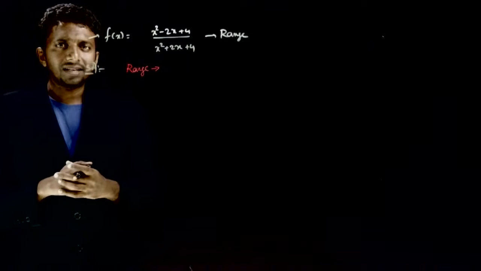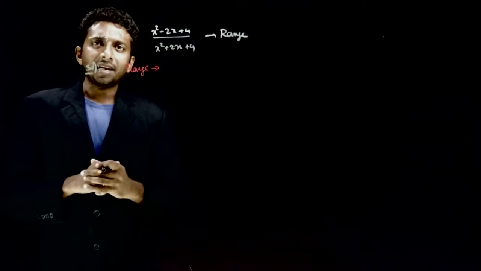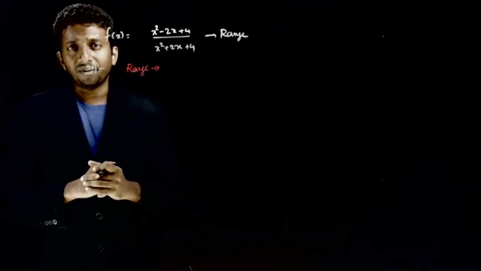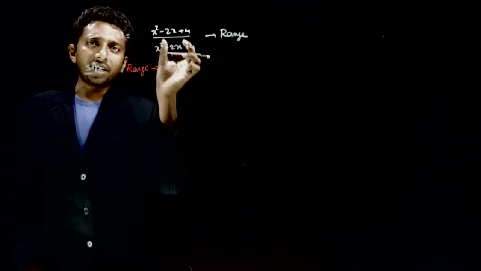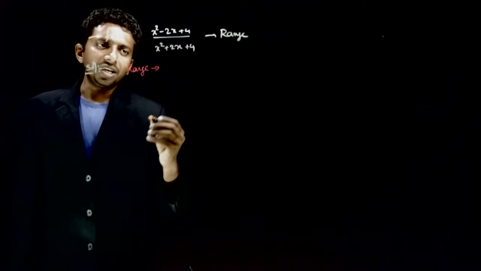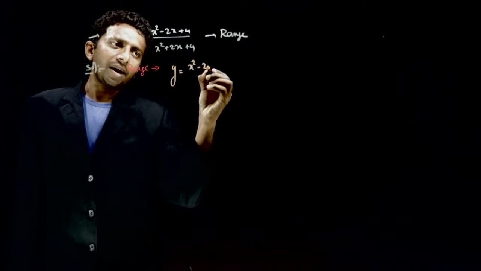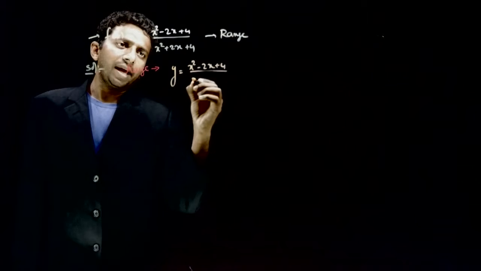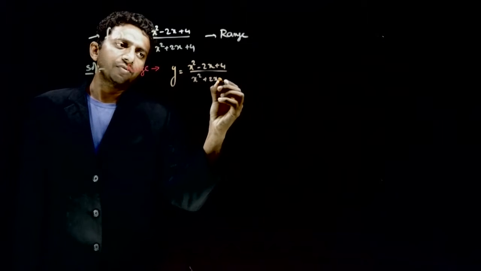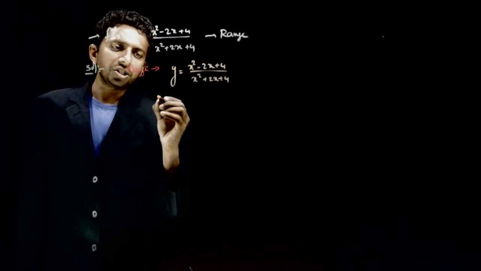First, let us look at the standard method. Standard method is the method which I have used in the previous question. So this is a quadratic by quadratic. So इसका रेंज निकालने के लिए what we do is let y is equal to (x square minus 2x plus 4) by (x square plus 2x plus 4). इसके बाद क्रॉस मल्टीप्लीकेशन करेंगे.